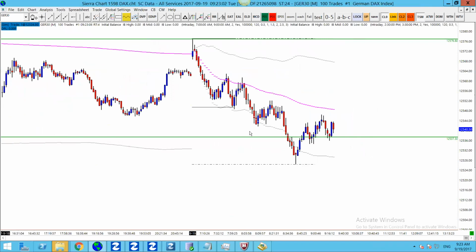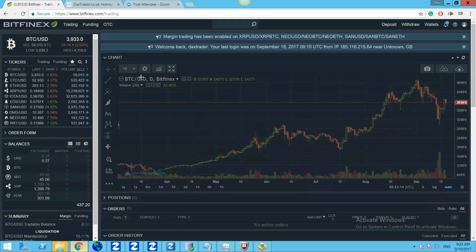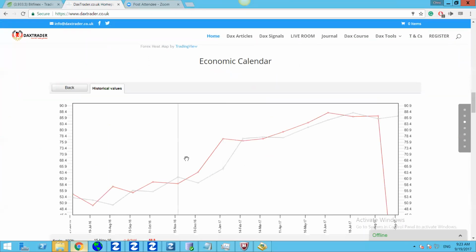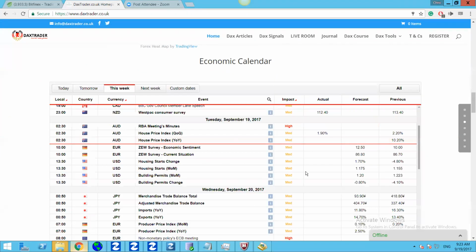But the IB, the initial balance, first hour was broken. We've almost doubled that and extended for the 2-hour initial balance. But that level looks interesting now, especially as we head towards 10 o'clock with the ZEW release a bit later. So keep an eye out on that. Forecast 86.8. So we'll see what happens.